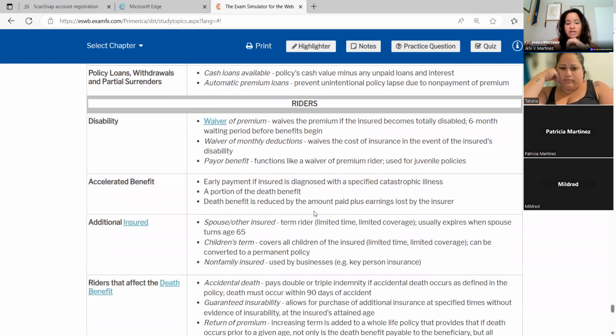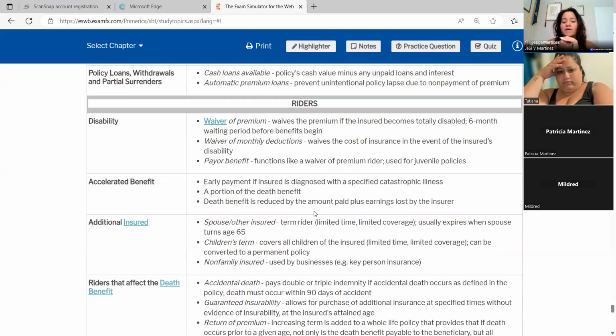Now we go into the rider section. Disability, that's the waiver of premium, which waives the premium if the insured becomes totally disabled, with a 6-month waiting period before the benefit begins. So on month 7, they start paying. Waiver of monthly deduction waives the cost of the insurance in the event of the insured's disability. So waiver of premium, you'll find mainly in term life insurance. Waiver of monthly deductions, you'll find in the policies that have cash value, because those are the ones that have monthly fees as well, to maintain them.